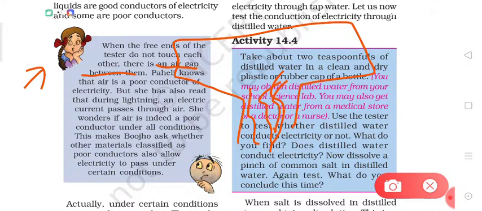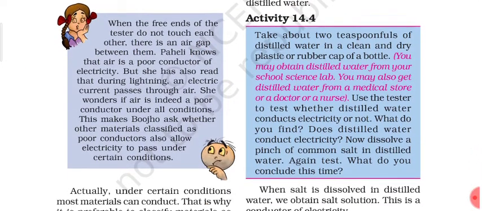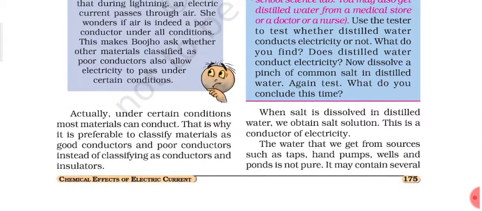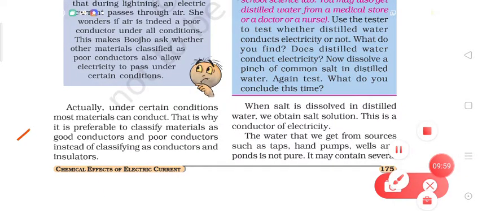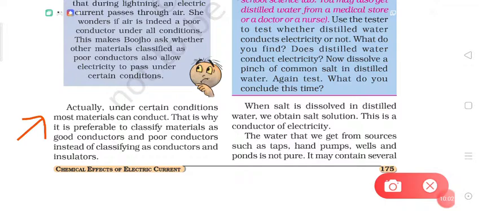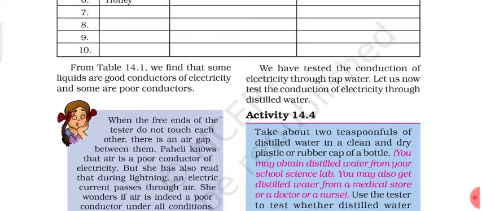What is written? This makes Boojho ask whether other materials classified as poor conductors also allow electricity to pass under certain conditions. So obviously yes, many of the materials are generally poor conductors, but they may become good conductors under certain other conditions. So what is written? Actually, under certain conditions, most materials can conduct electricity. That is why it is preferable to classify materials as good conductors and poor conductors instead of classifying them as conductors and insulators. Right.